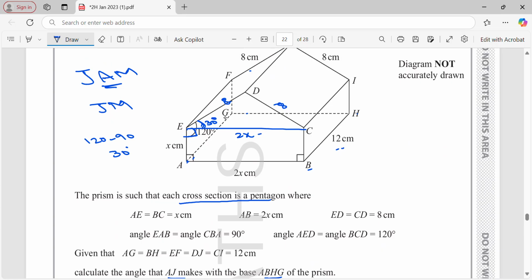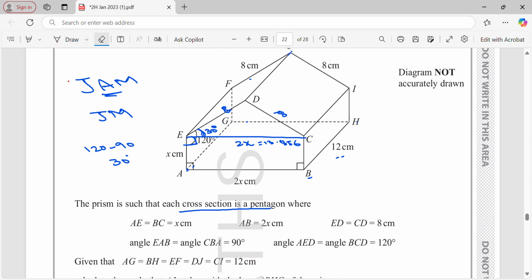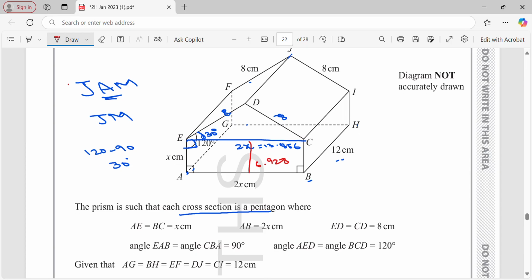This is 13.856, and x is 6.928. So, let me change the color. This x is the same as this length. Let me draw a line here. This is my x, and that is equal to 6.928. Now I have to find out the length, this height.